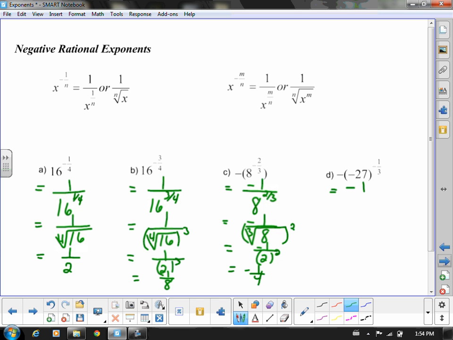So here I'm going to have negative 1 on the bottom. I'm going to have negative 27 to the power of 1 over 3. So we get negative 1 over the cube root of negative 27, and it's to the power of 1, so I don't need to actually show that. So negative 1 over negative 3 gives me a final value of 1 over 3. So the key with this one is don't forget about that 1 over. So it changes your answer slightly.